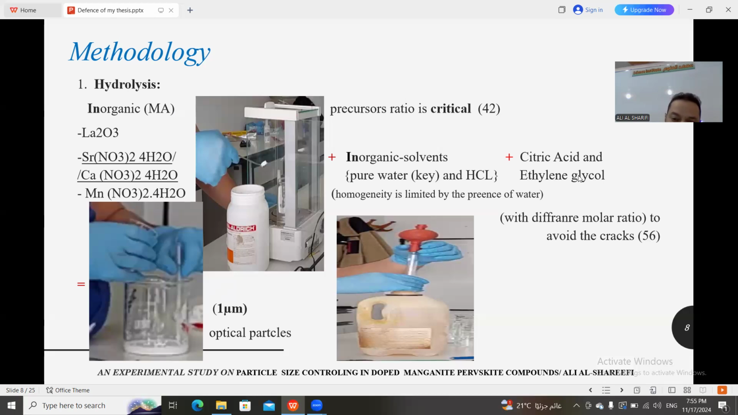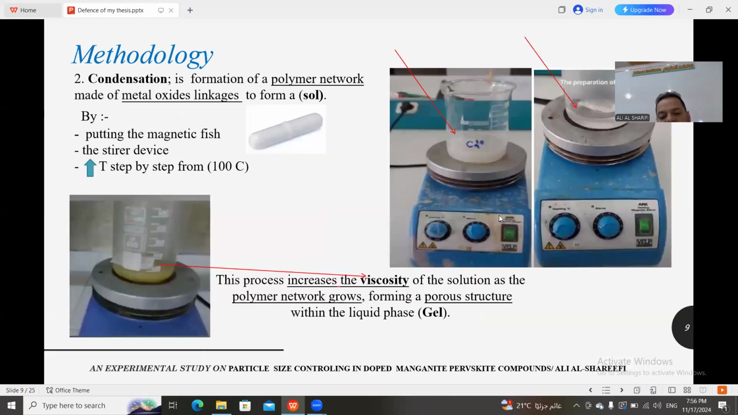Here, citric acid and ethylene glycol as a gelating agent were used with different molar ratios, like I illustrated in the research gap. Okay. In the research gap, I used 3 different molar ratios, 1, 5, 10, like I said before, to avoid the cracks, and I will illustrate why the cracks happen.